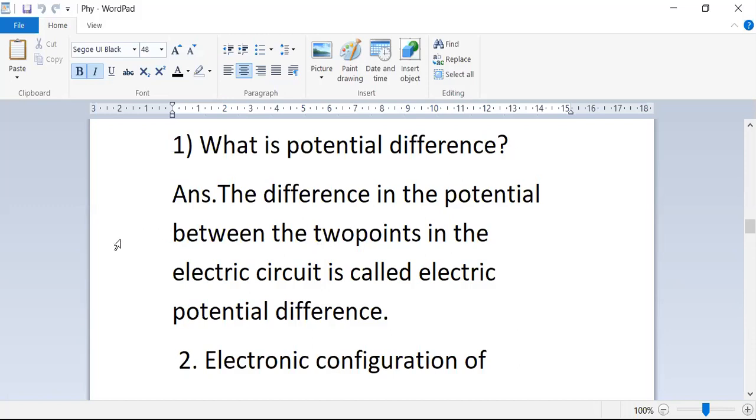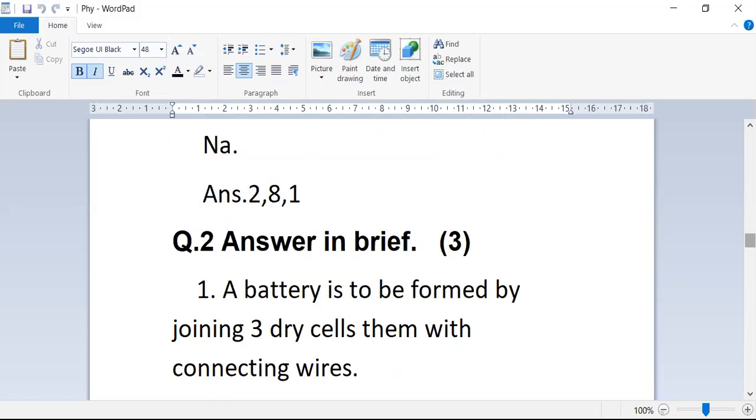Now, in the second sub question, electronic configuration of sodium. Here you are not expected to write the statement. Just write down the electronic configuration and that's it. Now let us move ahead to question number 2.